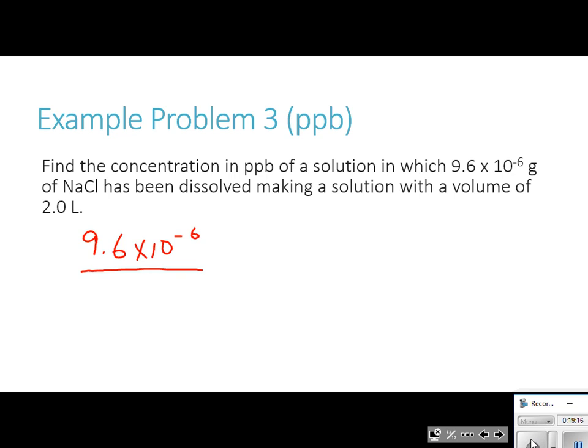Well, how many milliliters is 2 liters? How do we move it? Which way? We jump 3 to the right. So it is 2,000 milliliters. So I take 9.6 times 10 to the negative 6, and I divide that by 2,000.